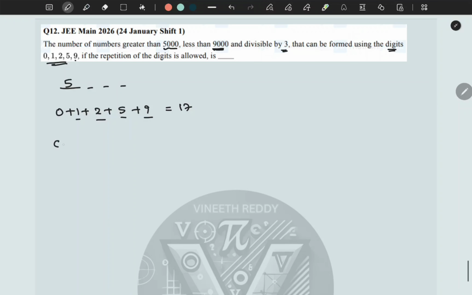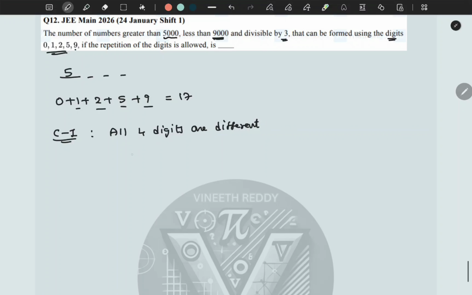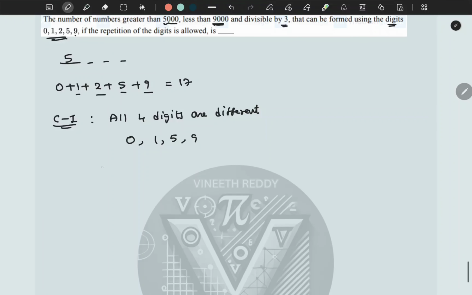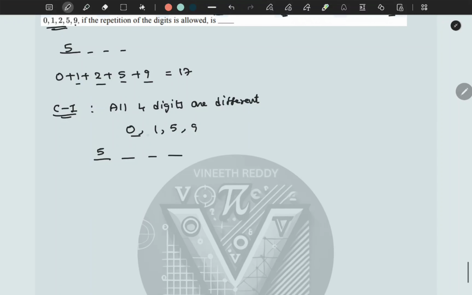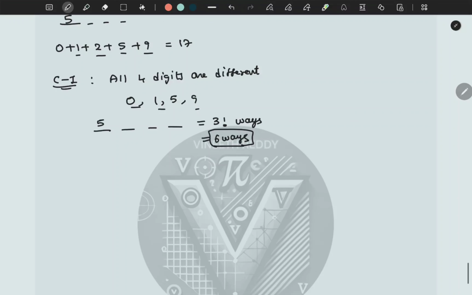So now we can have different cases. Case 1, dear students, is all 4 digits are different. What are the 4 digits we should take? 5 should definitely be taken. 17 minus 2 is 15, that means 2 should not be included. So the digits should be 0, 1, 5 and 9, right? The first digit is anyways 5. Now the remaining 3 digits can be arranged in 3 places in 3 factorial ways, that means 6 ways. This is case 1.